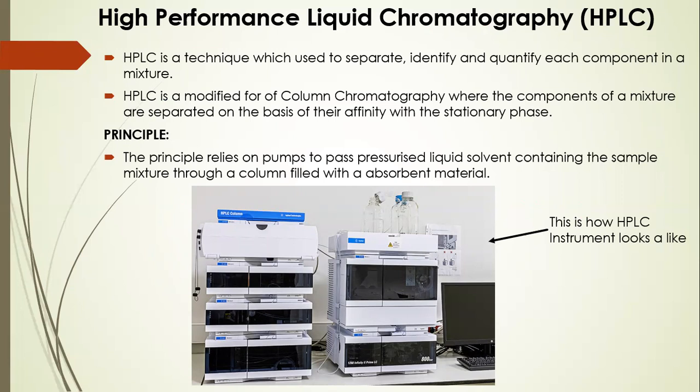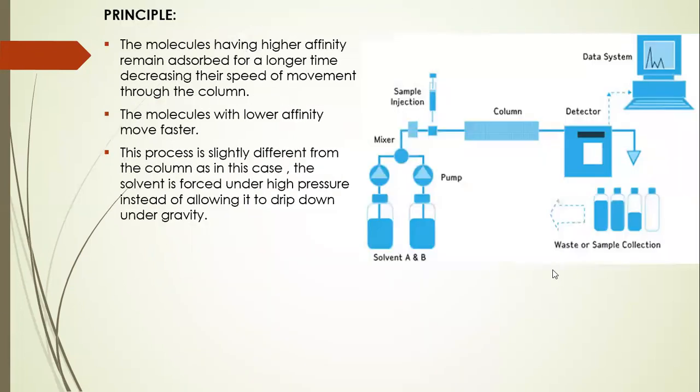Now, what is the principle of HPLC? The principle relies on a pump to pass pressurized liquid solvent containing the sample mixture through a column filled with an absorbent material. As you can see, this is a picture of HPLC. The molecule having higher affinity remains absorbed for a longer time, decreasing its speed of movement through the column. However, the molecule with the lower affinity moves faster, thus allowing the molecules to be separated in different fractions.